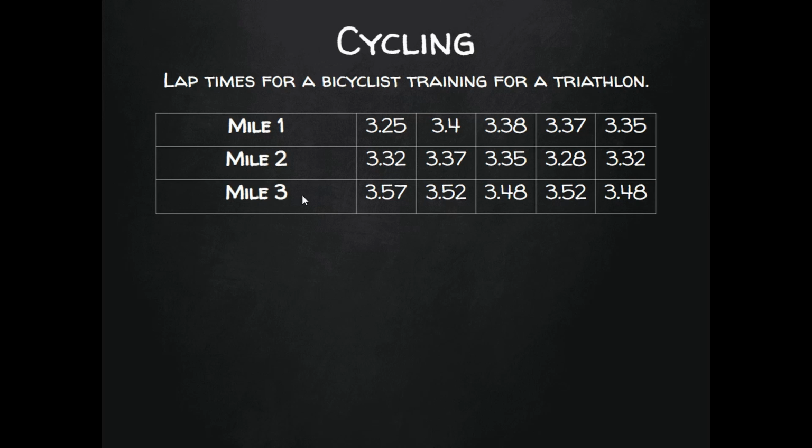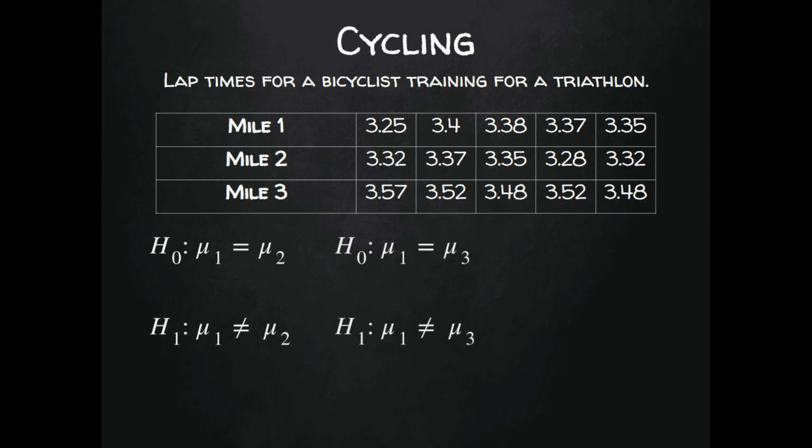Previously, we learned how to compare 2 means at a time. If we tried to apply that here, we would say, okay, well, let's compare mile 1 to mile 2, the mean for mile 1 and mile 3, and then the mean for mile 2 and mile 3. Now, we would have to run 3 separate tests, but we could do this if we wanted to.